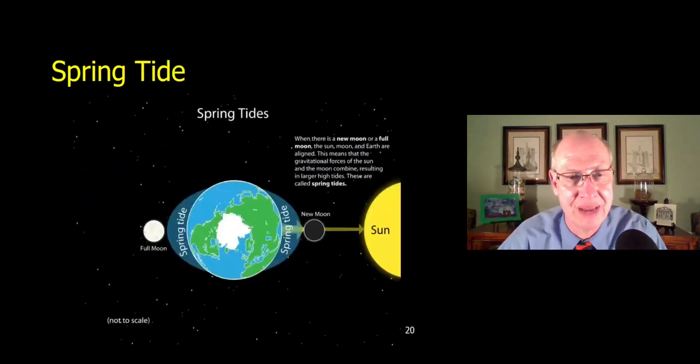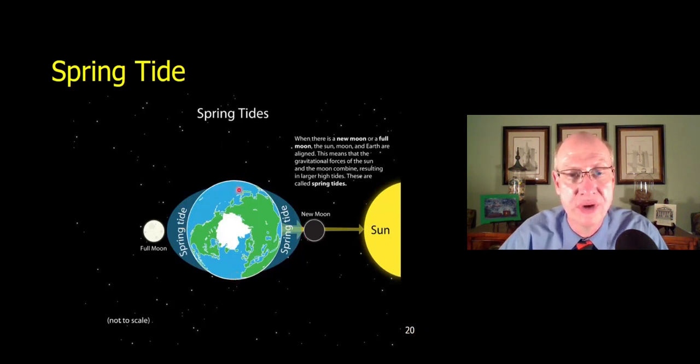So here's a spring tide. A spring tide occurs at a new moon or a full moon. Let's do new moon for a second. During a new moon, we get a high tide here and a high tide here. But it turns out the sun is also creating a high tide here and a high tide here. And the sun is creating a low tide there and a low tide there.